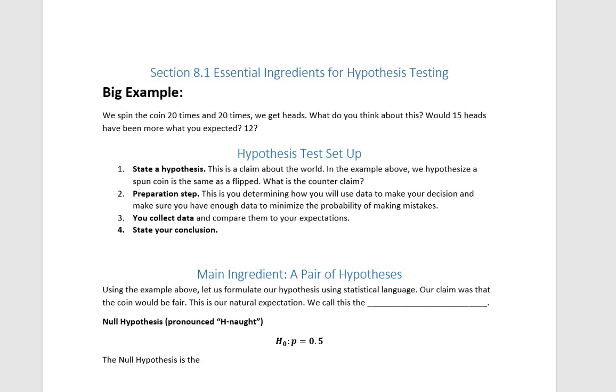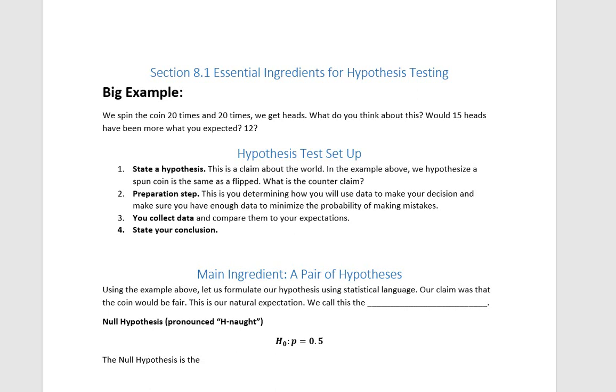The next step is that we talk about our preparation. So in science, what we do is that we determine how we're going to gather the data, how we're going to make a decision, and we want to make sure that we have enough data to minimize the probability of making a mistake. So if you only flip a coin once, that doesn't really tell you enough. You have to do it a lot, but we have to determine how much is a lot.